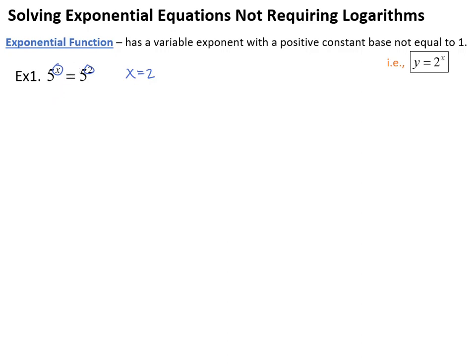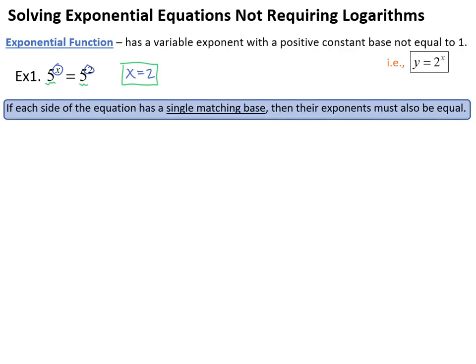And so we're going to use this idea that if I have a matching base on each side, 5 to the something equals 5 to the something, those somethings, our exponents, have to be equal. That's the idea we're going to use to solve without logarithms today. So if each side of the equation has a single matching base, the 5s here, then their exponents must also be equal. That allowed us to take x and 2 and set them equal. Sometimes we might have more steps to solve for x, but we didn't need to there. Okay, let's try another example.